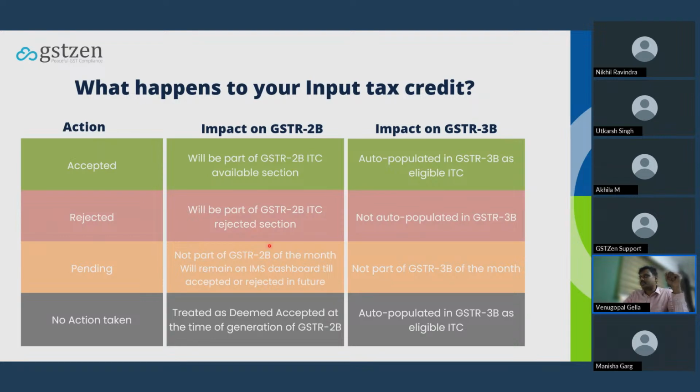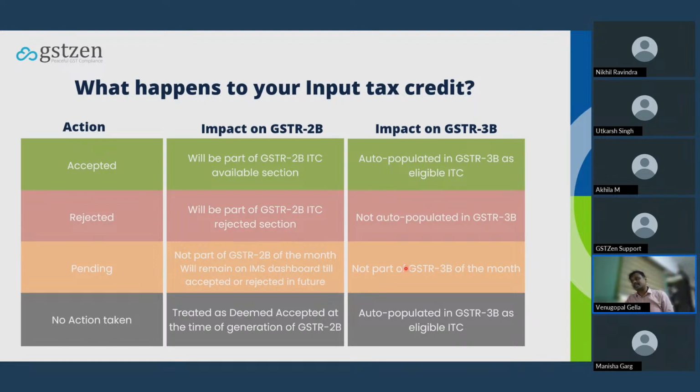When you mark a record as pending, then this will not be part of GSTR 2B of the current month, because you have not taken any action for the month. You are choosing whether you have to accept or reject. So it cannot sit into any of the first two buckets. So it will not be forming part of 2B of the current month, and it will remain in the IMS dashboard. So IMS has an opening, records received during the period, records flushed out during the period, and the closing. And this will not be part of GSTR 3B of the current month since it is not there.